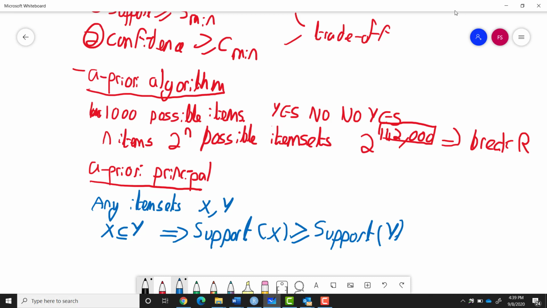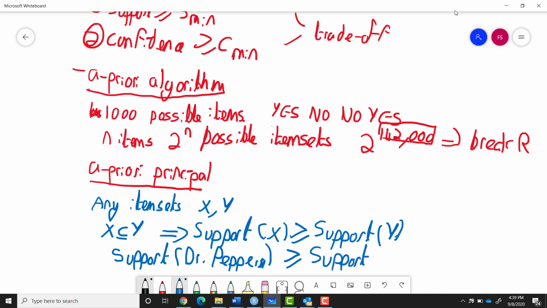So we know that Dr. Pepper is a subset of Dr. Pepper and cheesecake, so we can say that more people are going to have Dr. Pepper than both Dr. Pepper and cheesecake. Now that seems like common sense, but when we're searching for these things, it makes us a lot more efficient. And this is as far as I'm going to go with the algorithm, because this isn't a computer science class. I just wanted to give the principle of how it works.